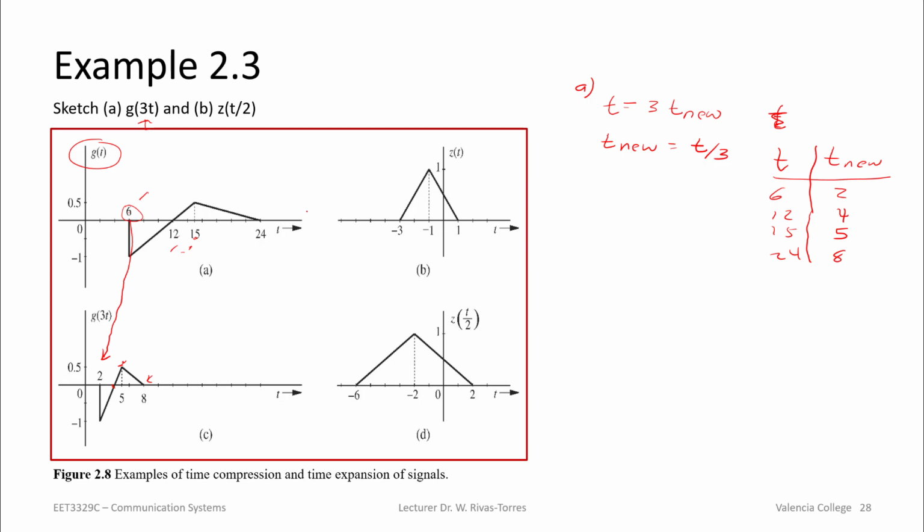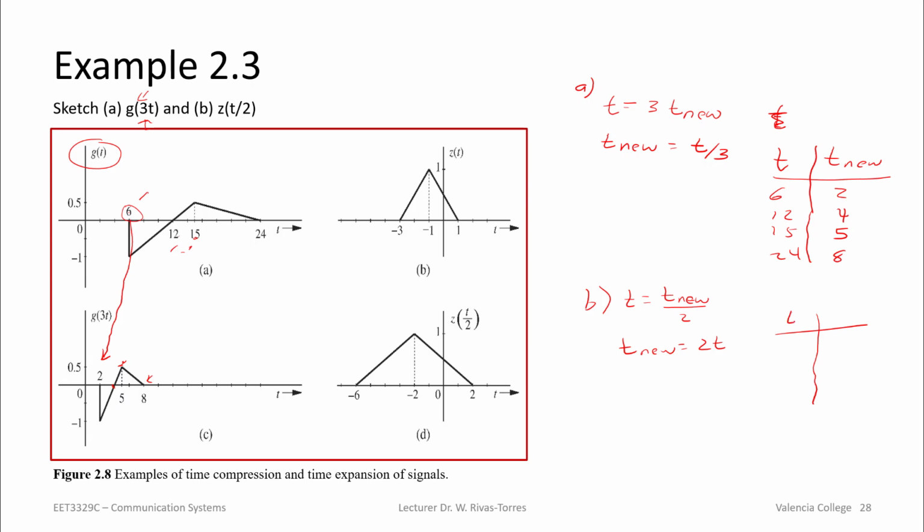I find it's easier if I say t equals a times t new, and a here is 3. That's when we compress. Watch when you expand. For part B, hopefully my handwriting makes sense to you. The same thing: I'm going to say that t equals t new over 2. So that means t new equals 2t.